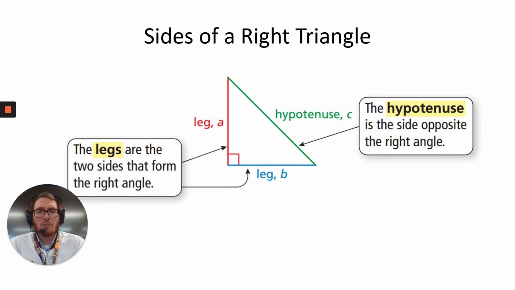When you're making a right triangle and labeling the side lengths, you can choose which one's A and B by the two sides that form the right angle, but side C needs to be opposite and known as the hypotenuse of the right triangle.